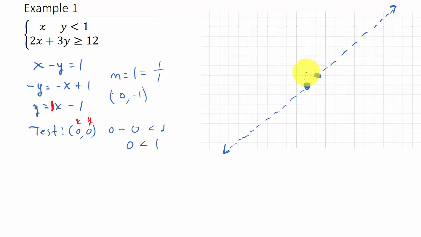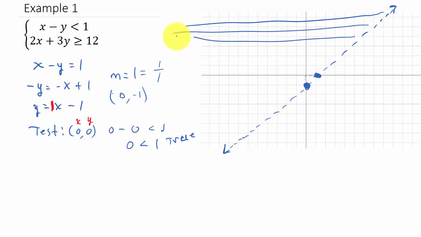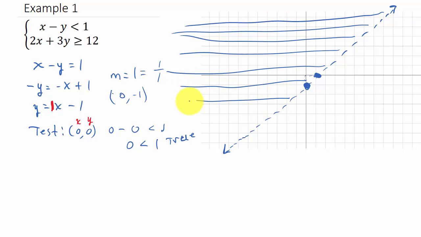So since I chose my test point above the line and this gave me a true statement, that means I shade above the line. Now when you shade these, don't just color it in solid right now. What I would do is shade it in with maybe horizontal lines like this, and you'll see why in a minute. Alright, so there's the graph of the first one, x minus y is less than 1.